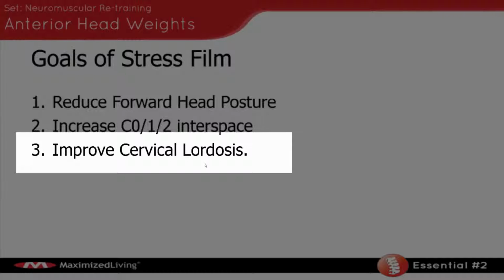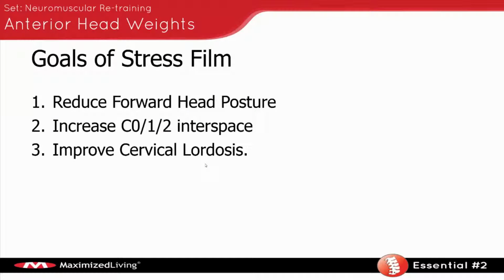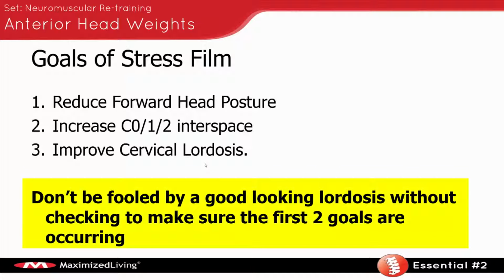A lot of times when somebody has an extreme extension of C0, C1, and C2, when they pull their head back, what you're truly seeing is the reversal of their spine if they weren't in extension to begin with. So understand that we're looking for the first two things first. And last thing, I can't say this enough, don't be fooled by a good-looking lordosis without checking to make sure the first two goals are occurring. Extremely important.